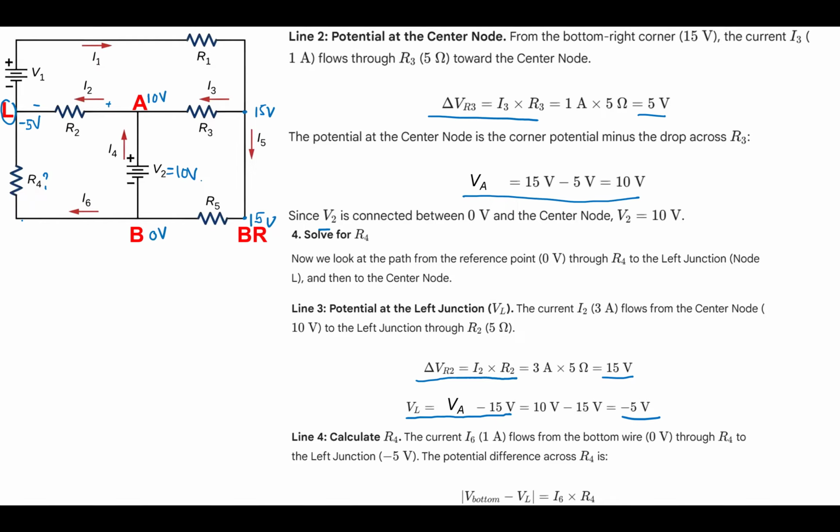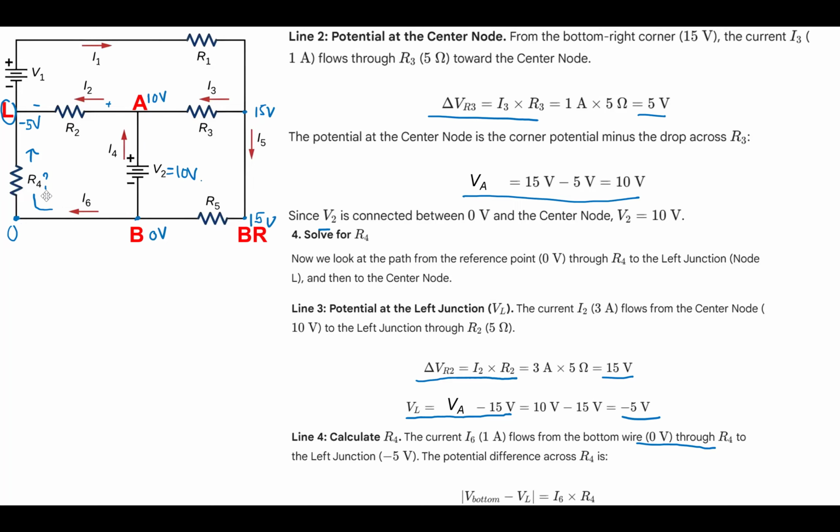So note that here, and calculate R4, the current I6 flows from the bottom wire through R4, like this, to the left junction, which is minus 5 volt, okay? So that here is the 0 volt, and then minus 5 volt. So it is higher, lower, it makes sense.